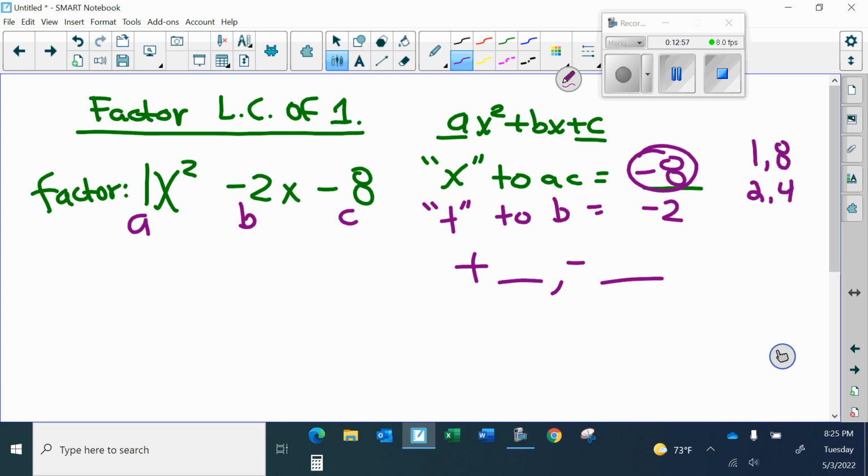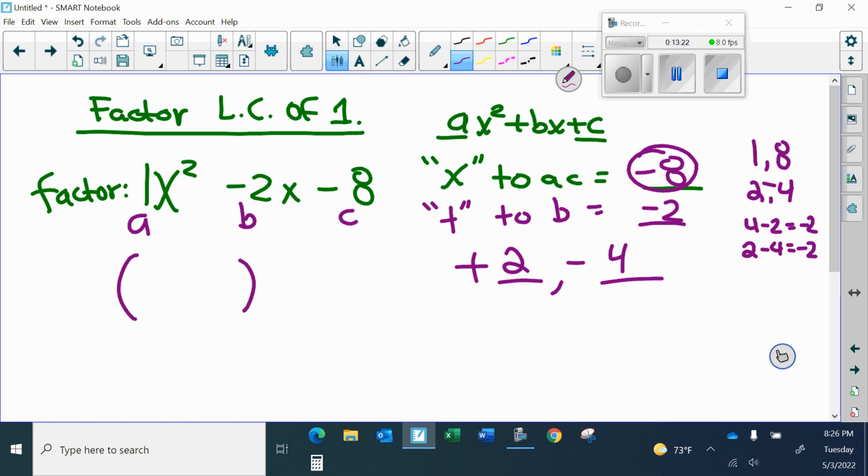So I have to ask myself, which one of these can subtract, because one's a plus and one's a minus, so it's like subtraction, to negative 2. So is it 4 minus 2, does that equal negative 2? Or is it 2 minus 4 equals negative 2? Well, it's 2 minus 4, so I put the negative there. So the 4 is negative, the 2 is positive. Those are my two factors.